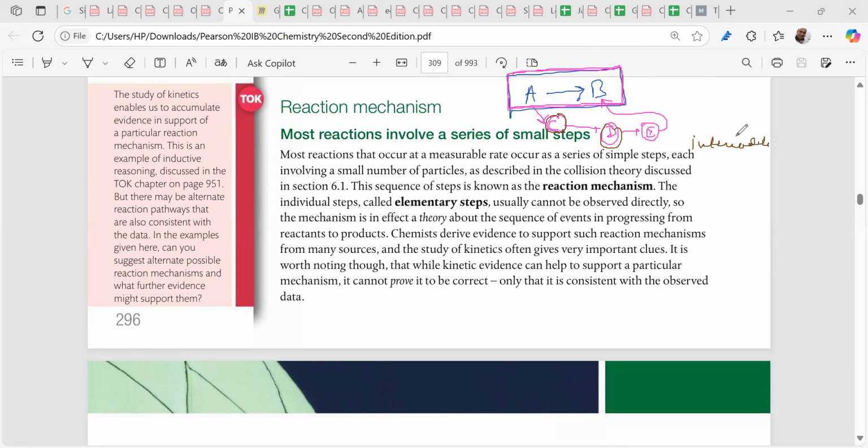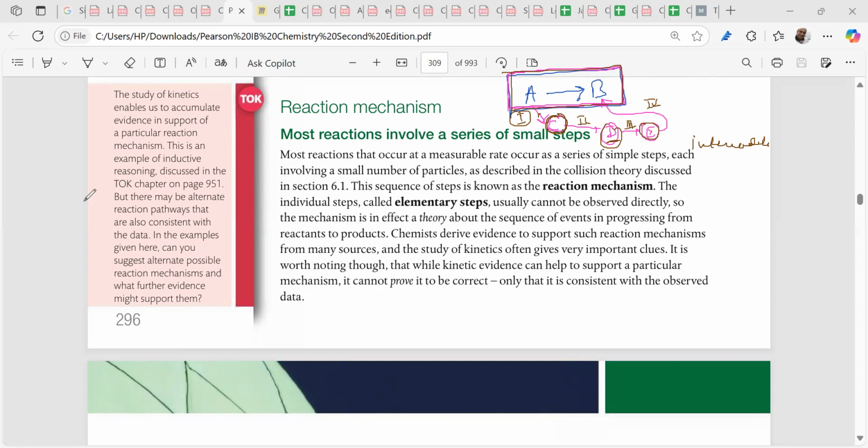Why intermediates? This is because they are generated in the first step and used up in the second step. D is generated in the second step and used up in the third step. E is generated in the third step and used up in the fourth step. So these are called intermediates. Intermediates will not be reflected in the main equation, right?